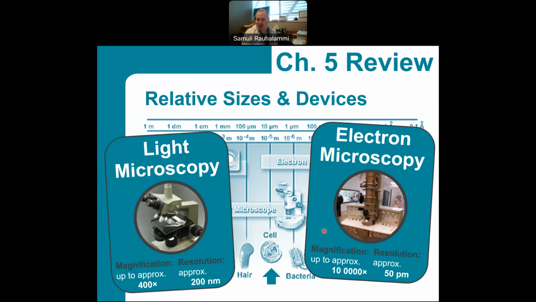So we do have an option of using electron microscopes that allow us to see even smaller structures than just stopping at the level of cells, studying those cell organelles and other smaller structures. So you have that option available for you with an electron microscope.